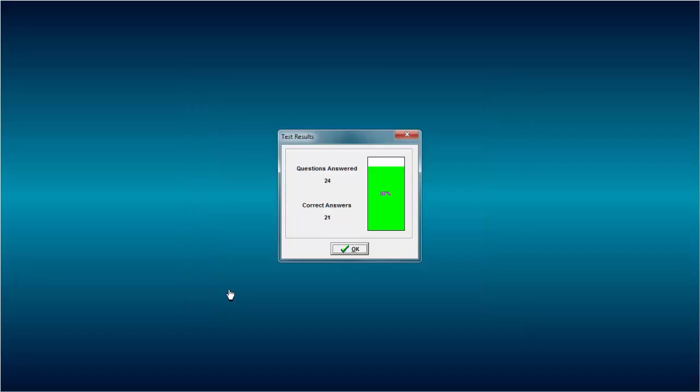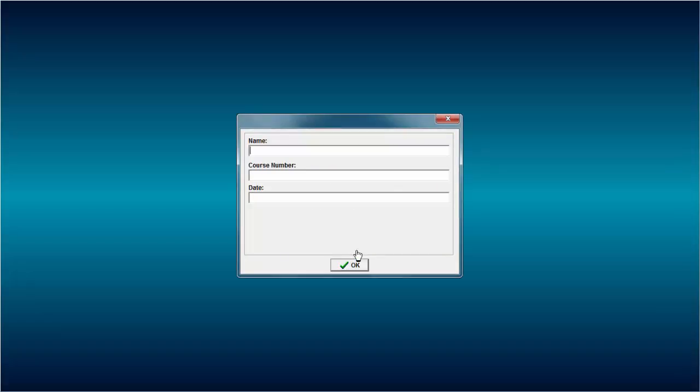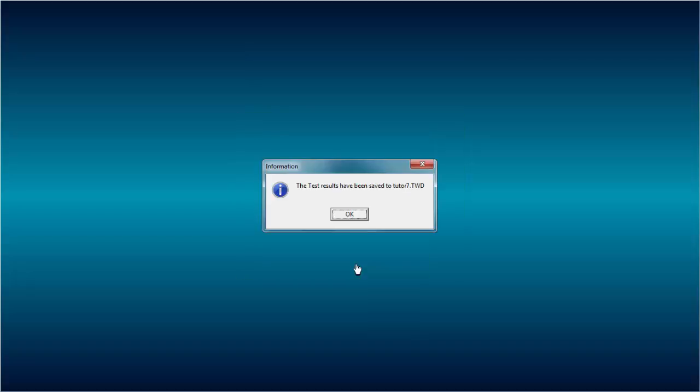And what do we have? Continue. Well, this is telling us we have 21 of 24. Again, little glitches in a computer. Folks, the score doesn't matter. What matters is that you understand the process. So you're going to put your name in, you're going to put the number of your course, and whatever it may be, and you're going to be putting today's date. But actually put your date in. Now, this is what I want you to see. This is saved as tutor7.twd.